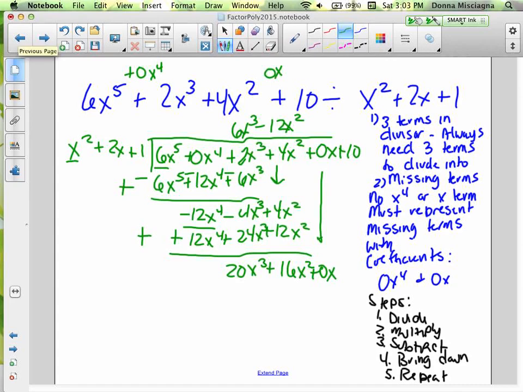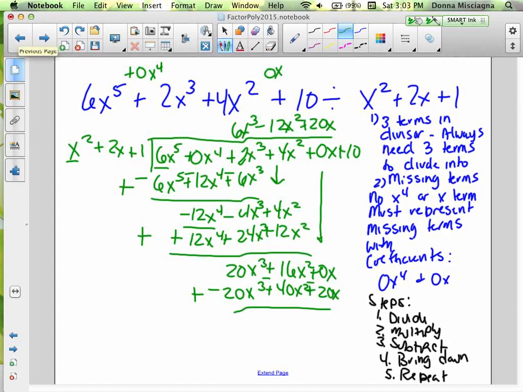And we ask ourselves, what would we have to multiply x squared by to get 20x cubed? Of course, we're going to need a coefficient of 20. And we're going to need 1 more factor of x. 20x times x squared gives us 20x cubed. 20x times 2x gives us 40x squared. And 20x times 1 is 20x. And then we subtract, which means to add the opposite.